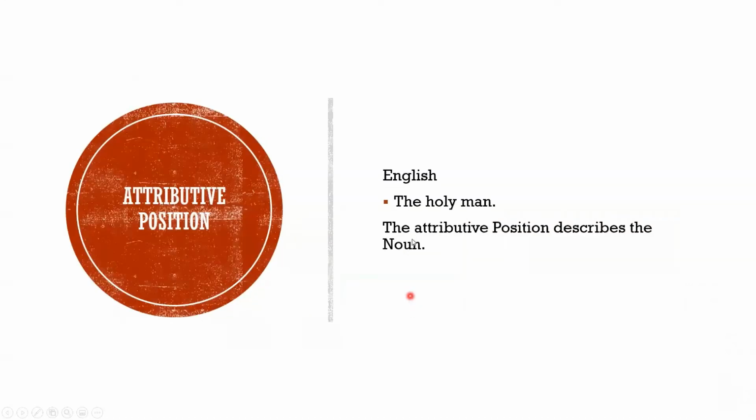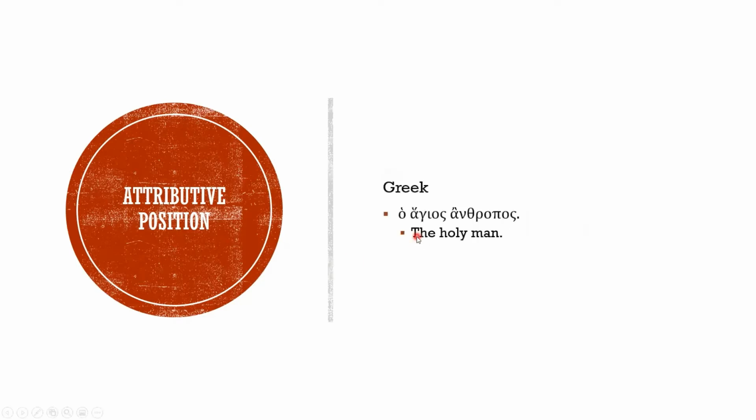Going first in English, the attributive position of an adjective is describing the noun, which in this example we have the holy man. Greek has something very similar with a very similar wording: hagios anthropos, or the holy man. Notice hagios is right after the definite article, but is before the noun. This is an indication that this adjective is being used in attributive position, describing the man.